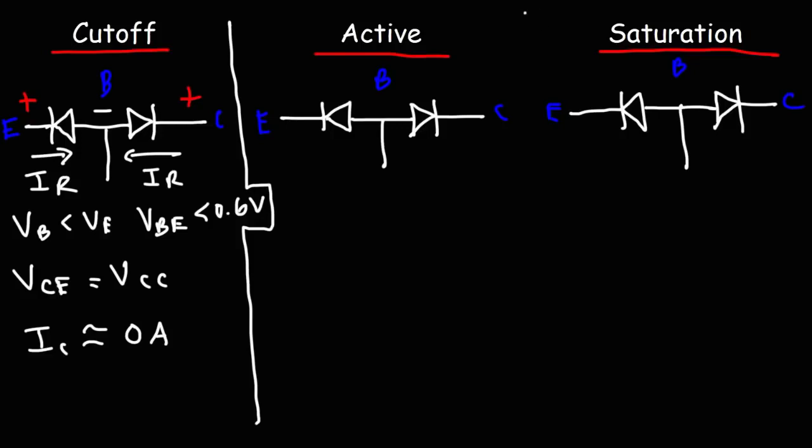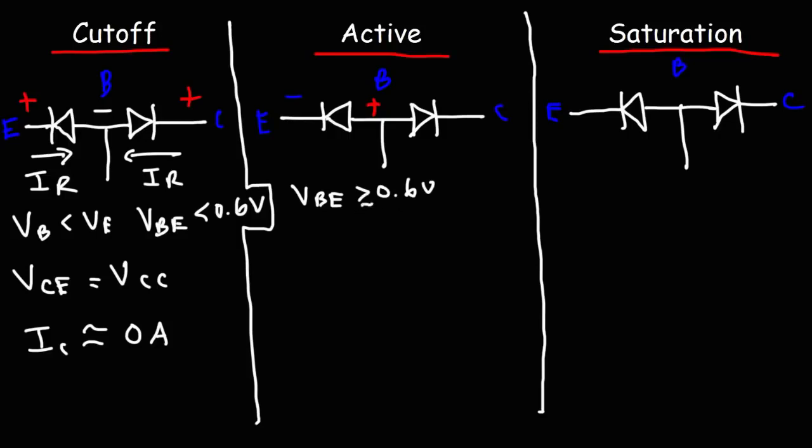Next, we have the active region. Now, in the active region, the potential at the base is going to be greater than the potential at the emitter. And it has to be, VBE has to be equal to or greater than 0.6 volts to be more specific. When that happens, the transistor is going to be in its active state, and now the base emitter junction is in forward bias mode.